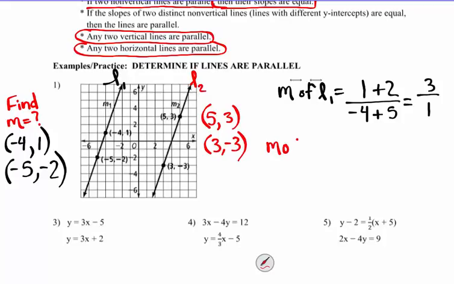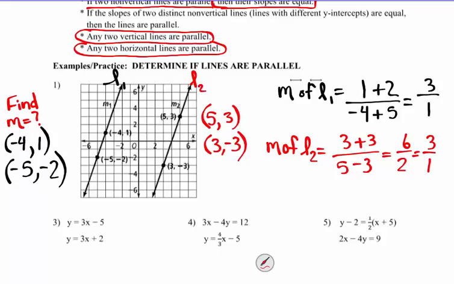Now let's calculate the slope of line 2. The slope of line 2 is the ordered pairs 3 plus 3 over 5 minus 3. 3 plus 3 is 6. 5 minus 3 is 2. 6 over 2 reduces to 3 over 1. So line 1 is, in fact, parallel to line 2.